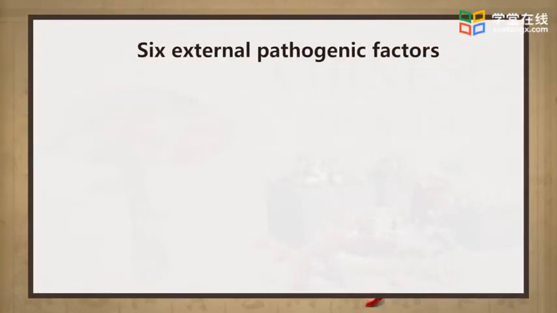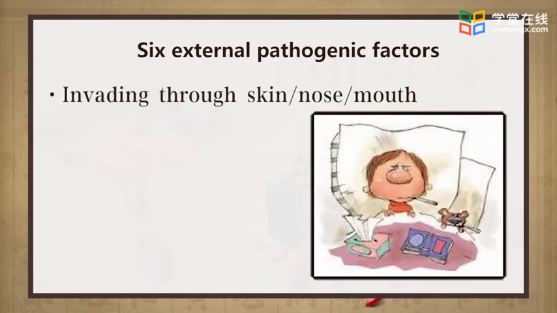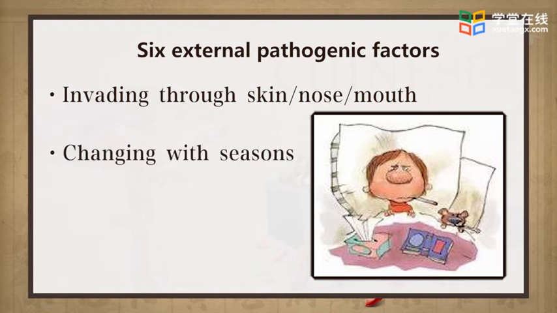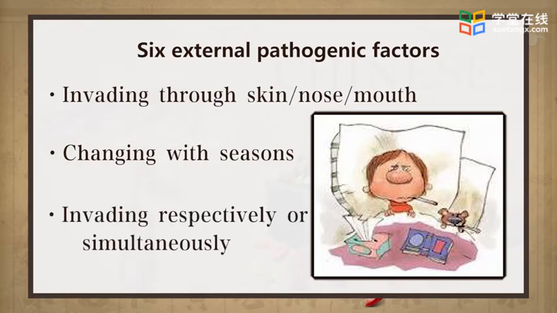There are some characteristics of the 6 pathogenic factors. First, they invade human bodies through skin or from the nose or from the mouth, or both at the same time. Second, they have a close relationship with the seasonal changes. For example, in spring, there may be more wind disease, in summer more heat disease, etc. Third, they can invade the body respectively and simultaneously. For example, common cold due to wind cold, diarrhea due to dampness heat, etc.